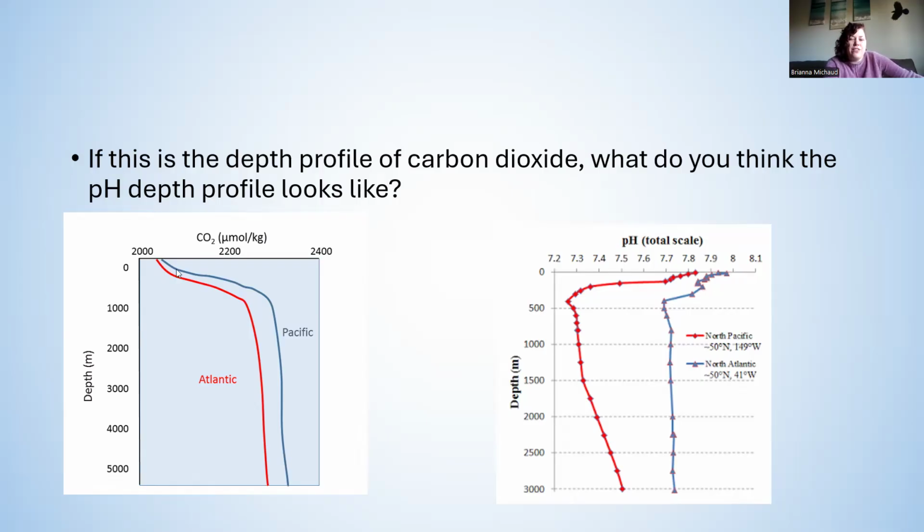But as carbon dioxide increases, you see a decrease in the pH. Again, because more carbon dioxide, more carbonic acid, and a lower pH, more acidic. So they kind of go in opposite directions here.